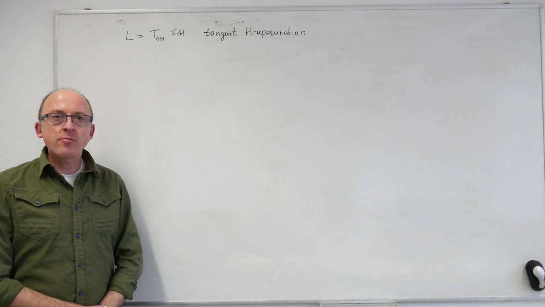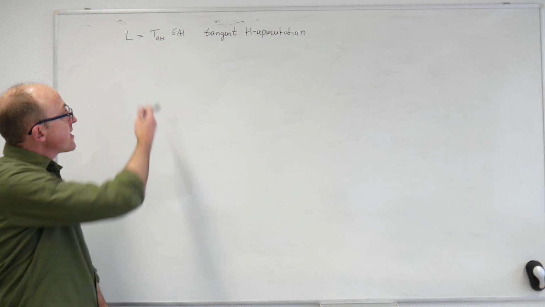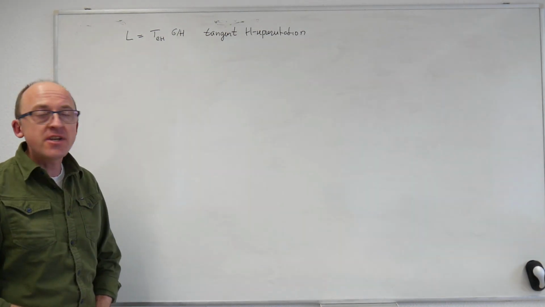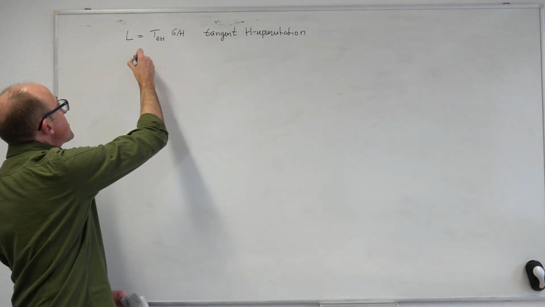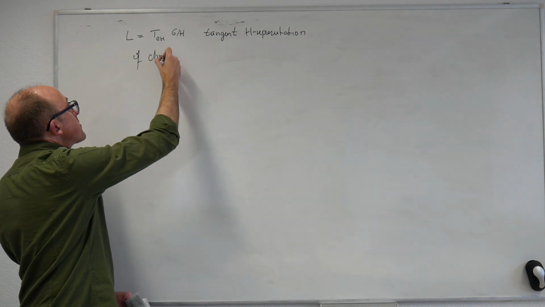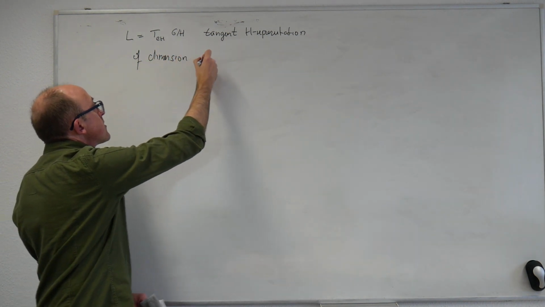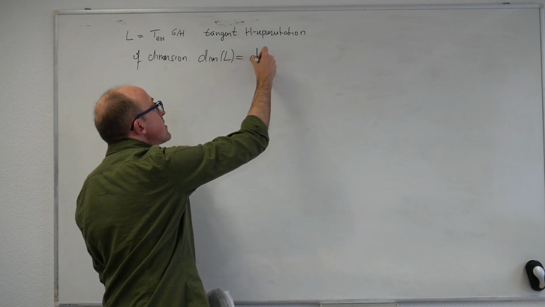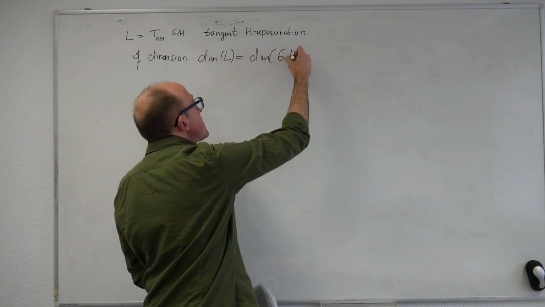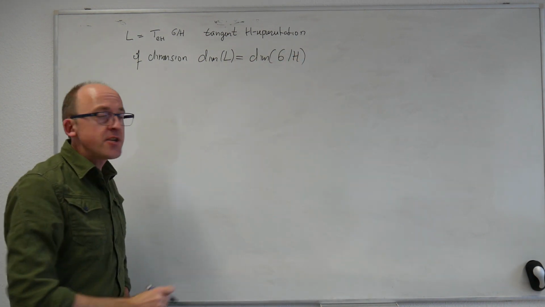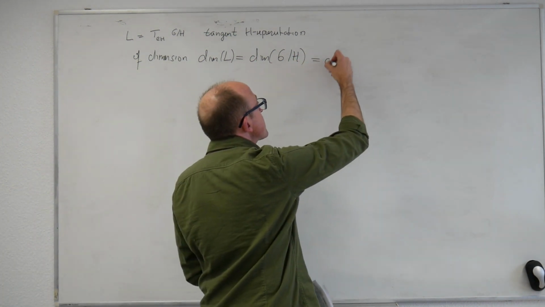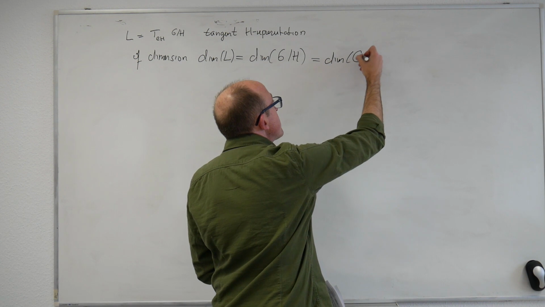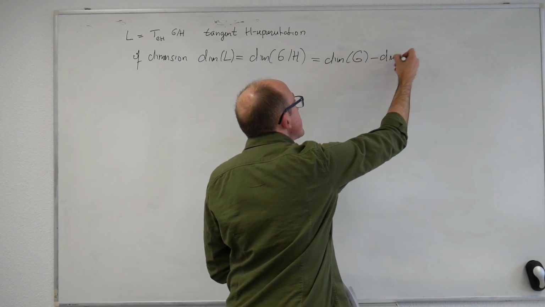Associated to the closed subgroup H of the compact Lie group G is this tangent H representation, and what is its dimension? Well, the dimension of the tangent space is, of course, the dimension of the manifold, in this case the homogeneous space G mod H, and this is just the difference of the dimensions of the ambient group G and its subgroup H.